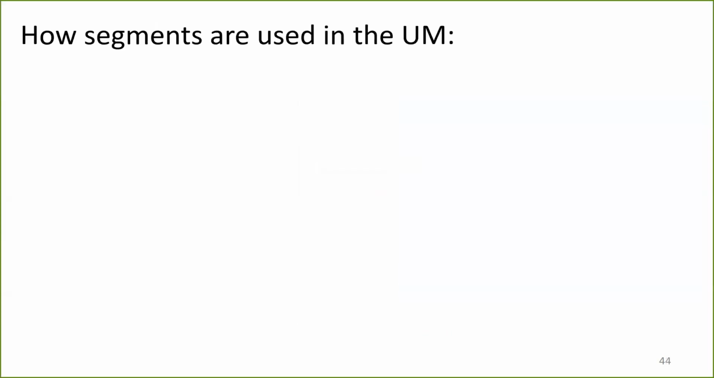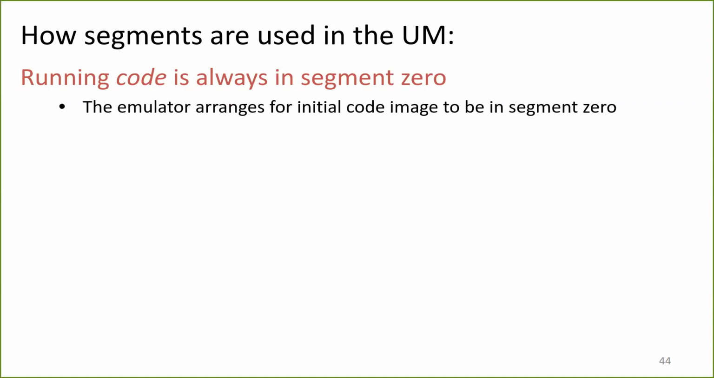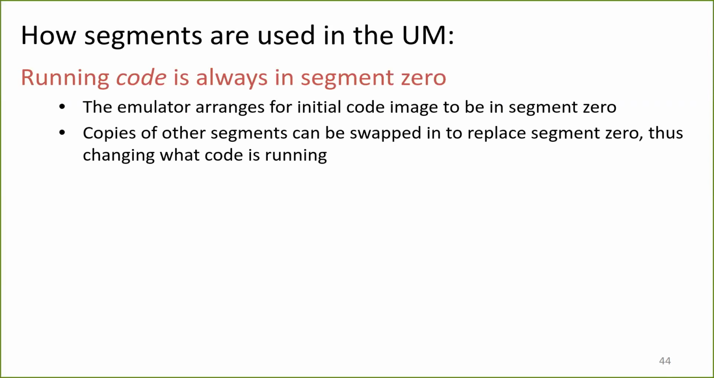So here's a summary of the segmented memory system. Segment 0 is special. That's where the running UM's code is always located. The emulator, when it first starts up, arranges for the initial code that's passed in a file to be stored in segment 0. Other segments can be copied in to segment 0 and replace its current contents. This is what the load program instruction does, and it lets us change what code is running on the fly.